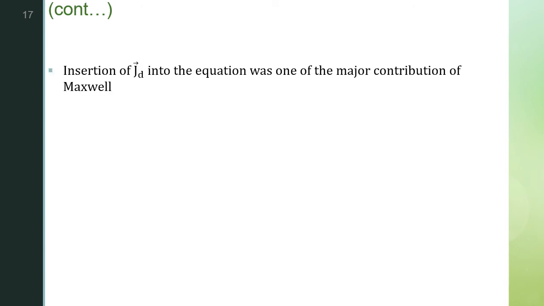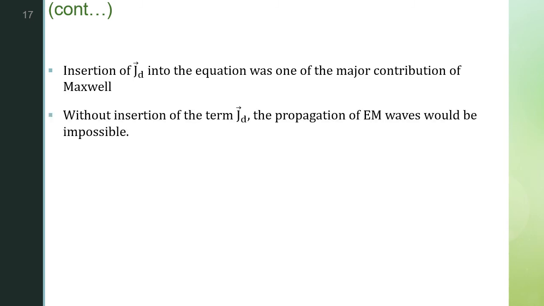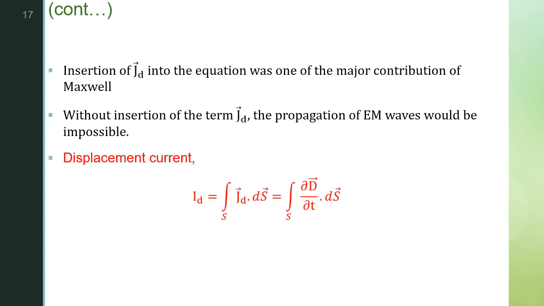So the insertion of the term JD, which is the displacement current density, into Maxwell's equation was the major contribution by Maxwell. That is, without the term JD, the propagation of electromagnetic waves will not be possible, since it led to a contradiction with the continuity equation.